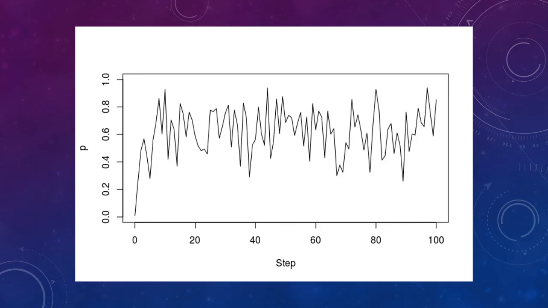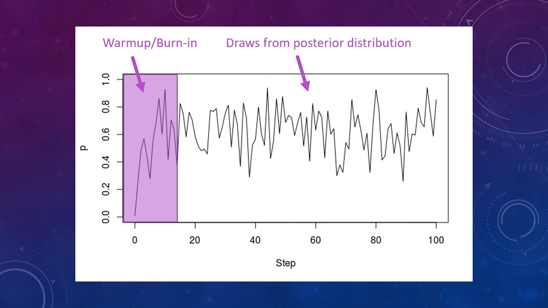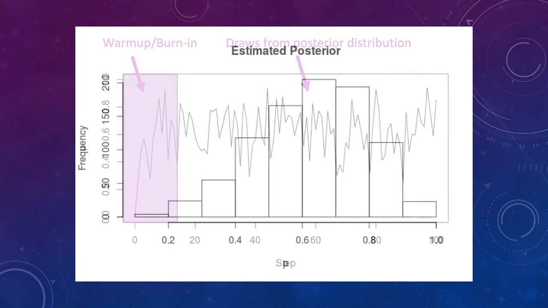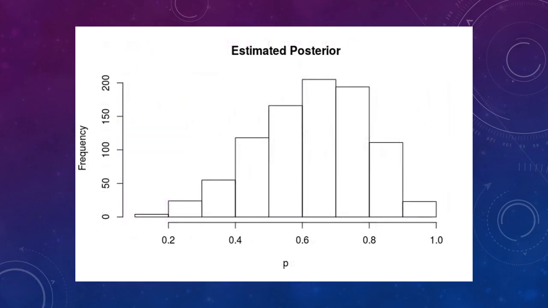Since it takes a little time for the MCMC chain to arrive in the region near the most plausible model, we typically throw out the first part of the chain to make sure that our results are accurate. The part at the beginning that we throw out is called the warm-up, or the burn-in period. The rest of the chain represents simulated draws from our posterior distribution. If we make a histogram of these draws, we'll have an estimate of the shape of the posterior distribution.